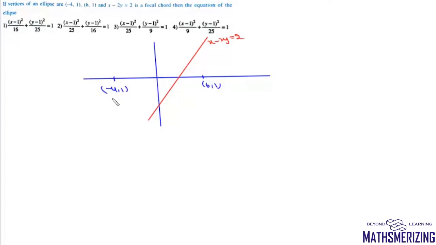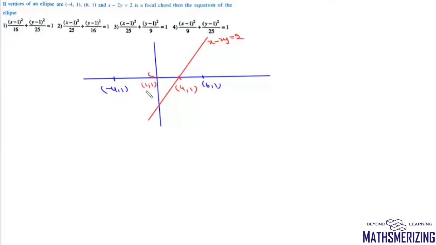Now we know that the center of this ellipse will be the midpoint of these 2 points. So the center will be at (1, 1). Now since this line is a focal chord, it will pass through the focus. The y coordinate for this focus will be 1. So once we have the y coordinate, we can find its x coordinate. We'll put y as 1, and we'll get x as 4.